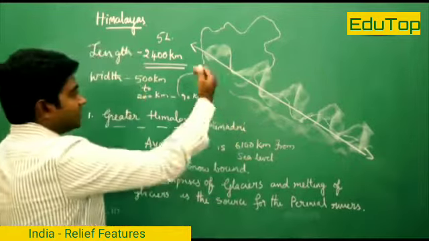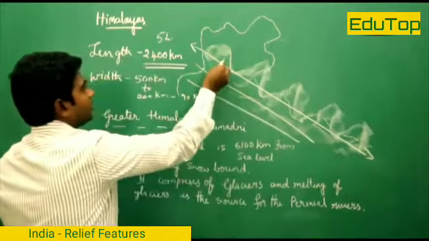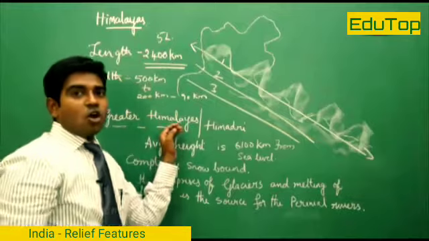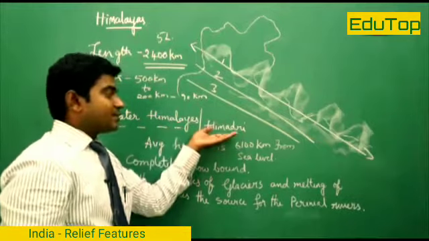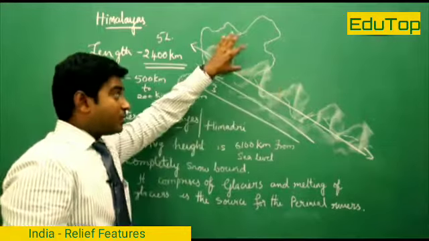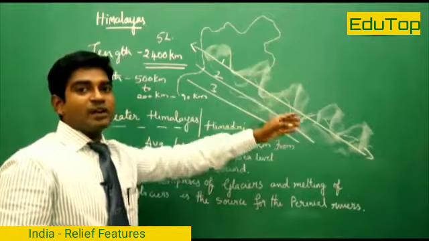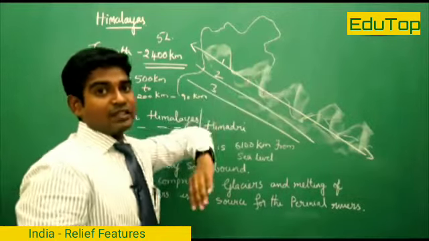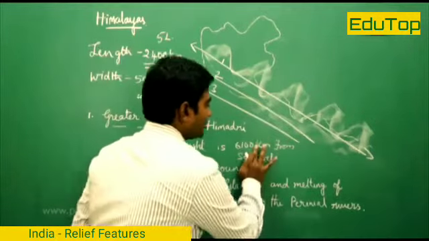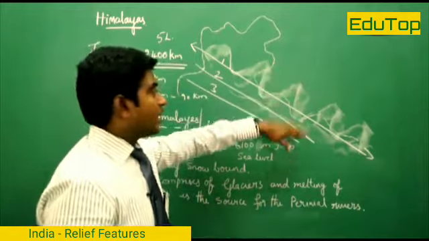Now coming to the Himalayan division, the Himalayas are divided into three parts. The first part is known as the Greater Himalayas, or in technical terms, Himadri. The average height of the Himadri range is 6,100 meters, not kilometers, from the sea level, where it covers the highest elevation.